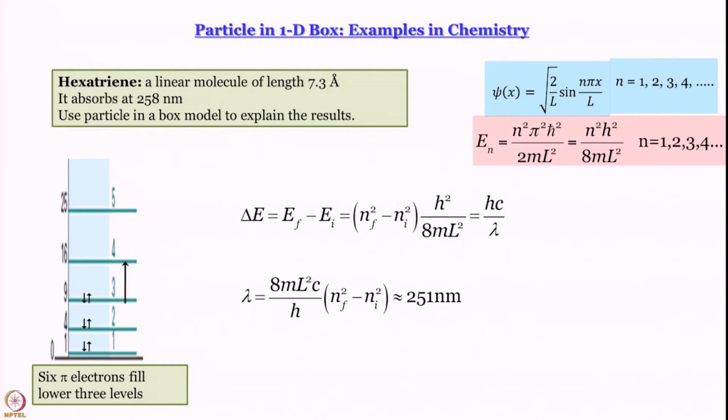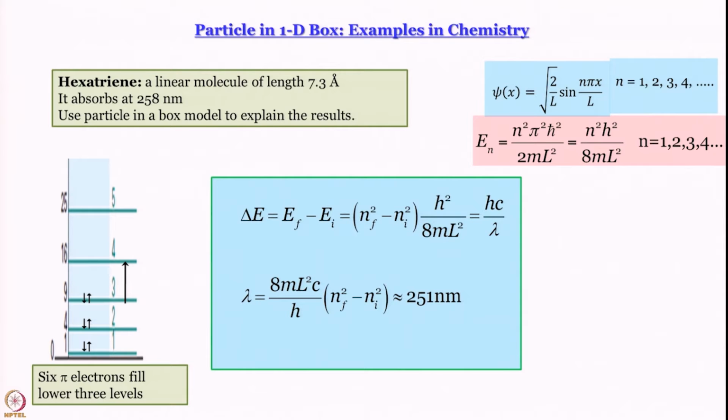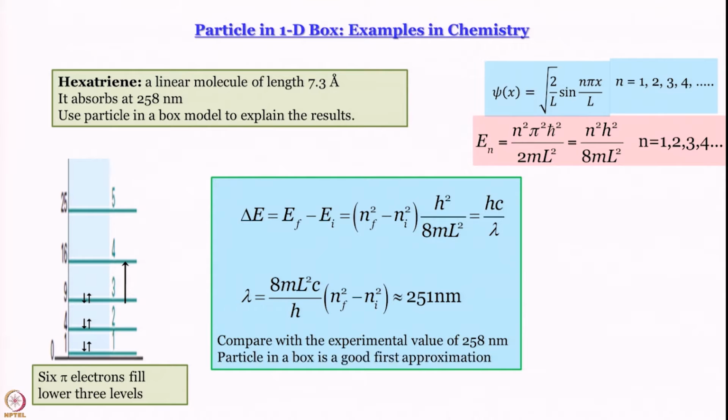What is the result? 258 nanometer. Are they exactly the same? No, they are not. Are they close? Yes, they are. So, what we can see is that particle in a box upon comparison with the experimental value yields an okayish result. So, we can say it is a good first approximation, but it is definitely not the last word. If you want a quick estimate, then maybe it will work, but for a serious calculation in systems like this, the assumptions that we have made are a bit too stringent.